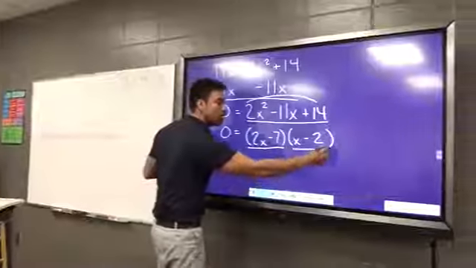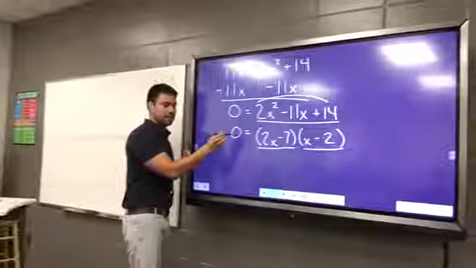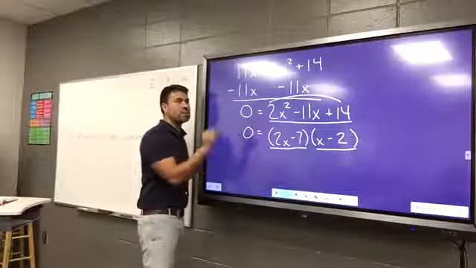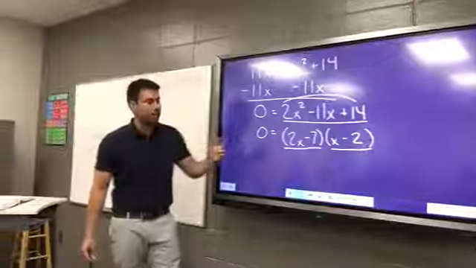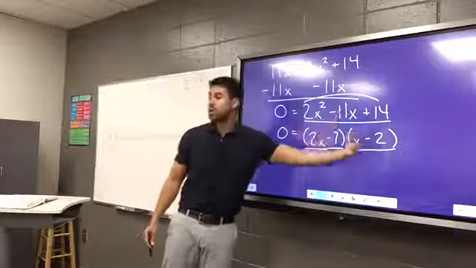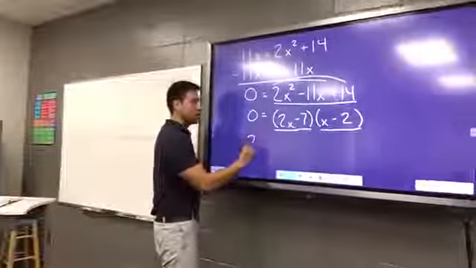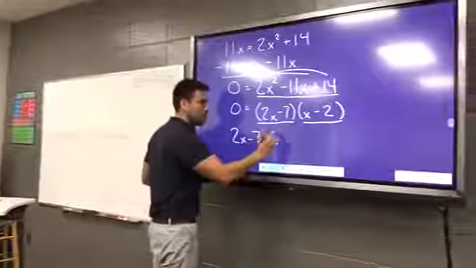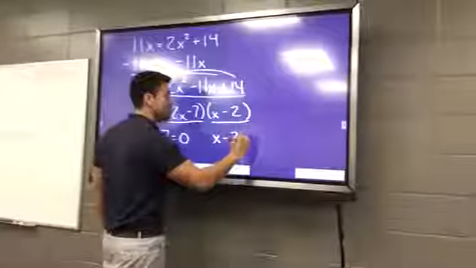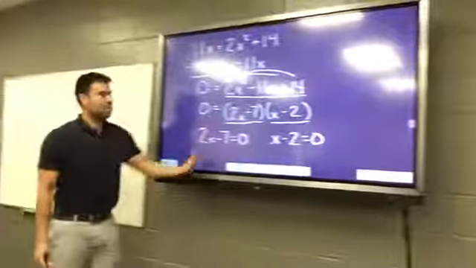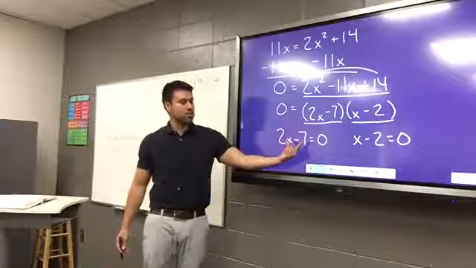These two multiply to get me 0. So according to the zero product property, this one or this one have to equal 0. So either 2x minus 7 equals 0 or x minus 2 equals 0. Please be careful with this problem. What do you do first to solve for x?